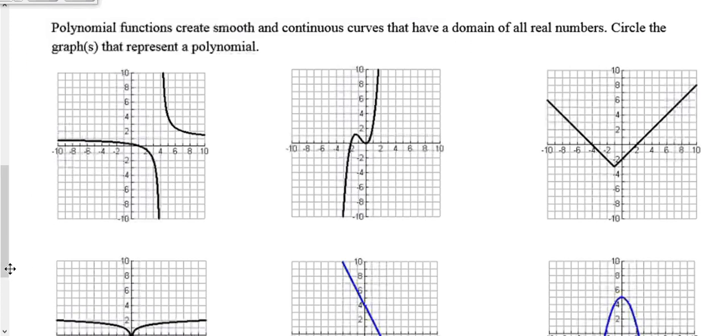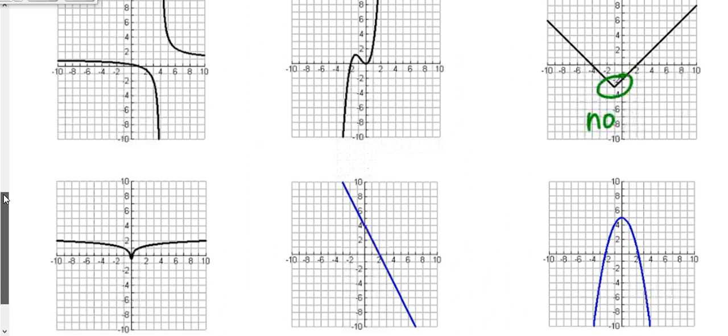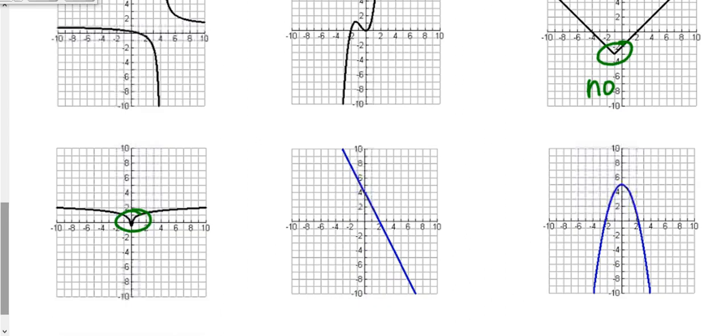Okay, so now we're talking about graphs. So is the graph a polynomial or not? And so what it says here is that they have to have smooth, continuous curves that have a domain of all real numbers. So smooth and continuous are going to be our key things. So smooth means it doesn't come to any sharp points. So if you look at an absolute value graph, it comes to a sharp point. So this is a no. That's not a polynomial. We also know that we can't have absolute value as a polynomial. Here, another sharp point, so that's why this is a no.